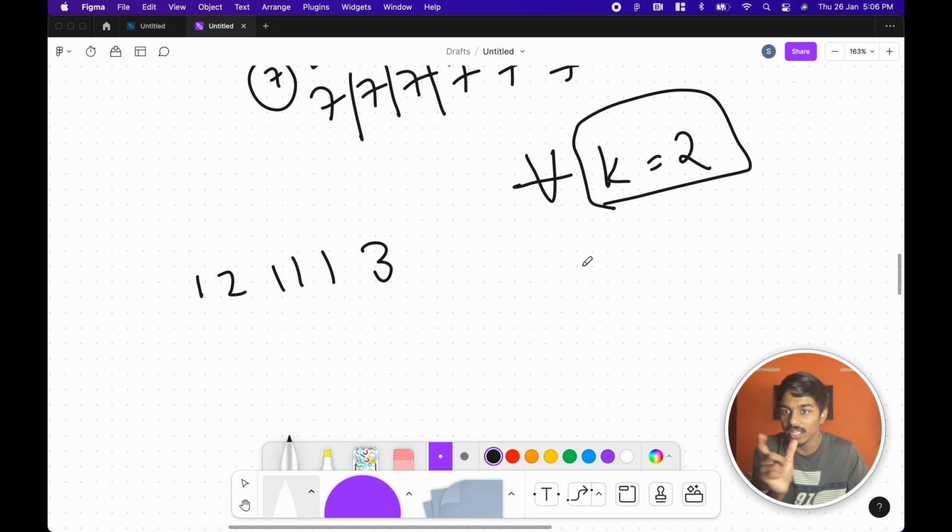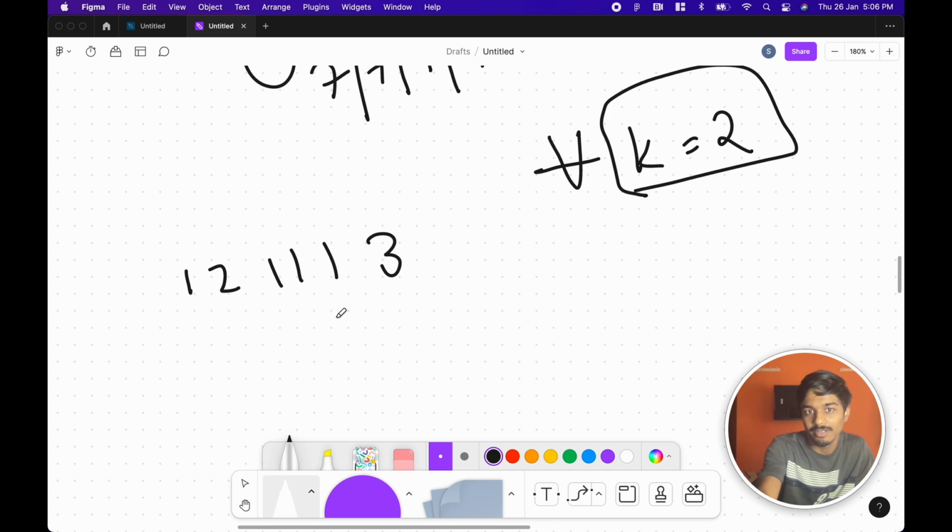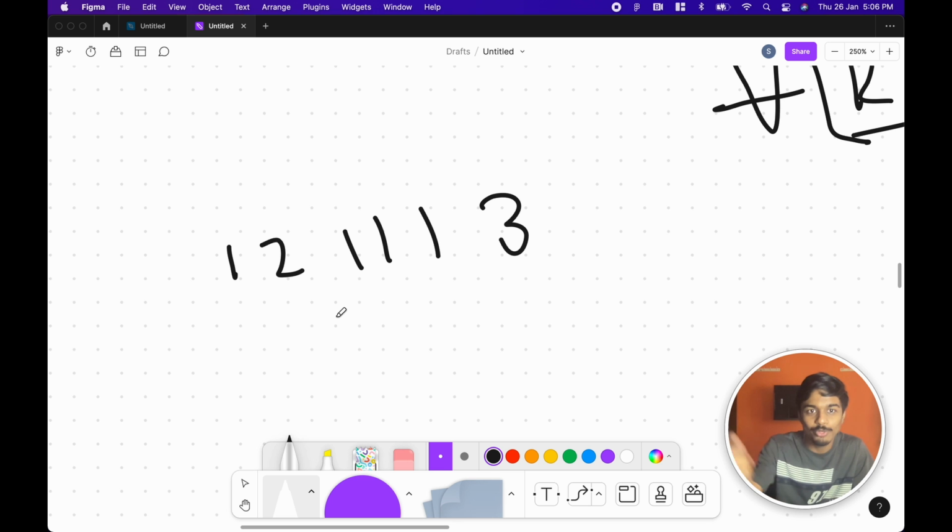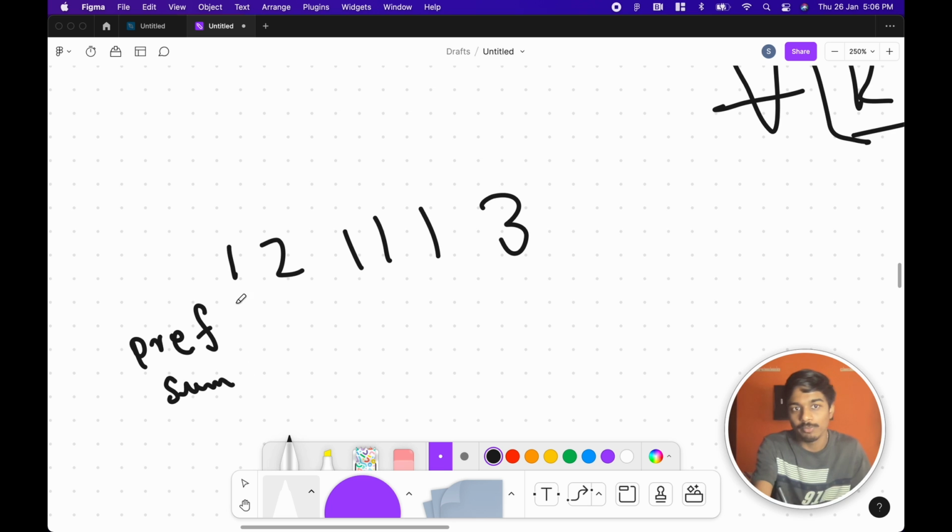So they are telling that if the B array is there, the subsegments are the sum of the elements. If we want to know the sum of the elements, we use the most common method to know, and I hope you also will know it, and that is something called as prefix sum. So how do we calculate prefix sum here? 1 plus 2 is 3, 3 plus 1 is 4, 4 plus 1 is 5, 5 plus 1 is 6, 6 plus 3 is 9.